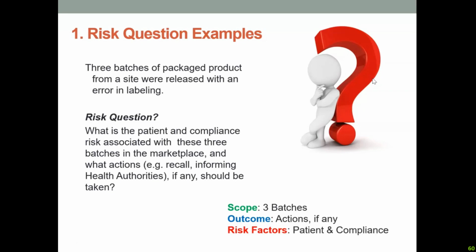When we break down that risk question, we need to know, well, what is our scope? Our scope in this case is our 3 batches. What is our outcome? What actions would we need to take? And we've identified that it might be recalling, informing health authorities. And what are our risk factors? Our risk factors are the patient and compliance.